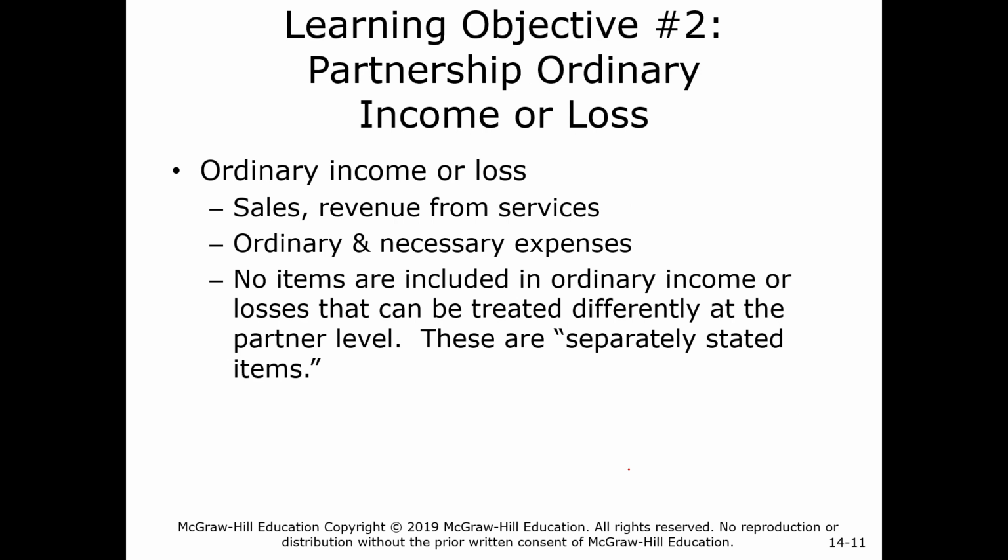The next one is the ordinary income or loss and the separately stated items that are passed through to the partner. If we recall, we said that partnerships are a flow-through entity. So the partnership itself does not pay taxes, but it's going to split its net income and have each partner pay their share of the taxes on that income based on their marginal tax brackets.